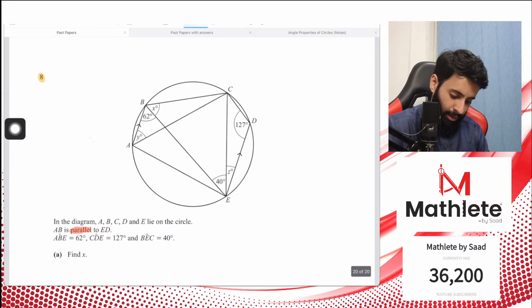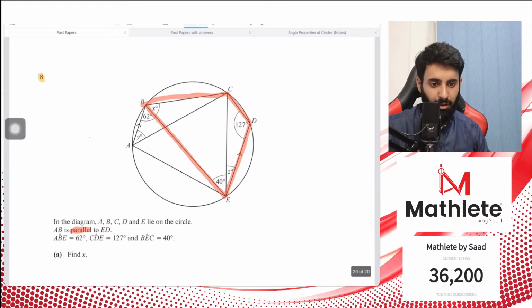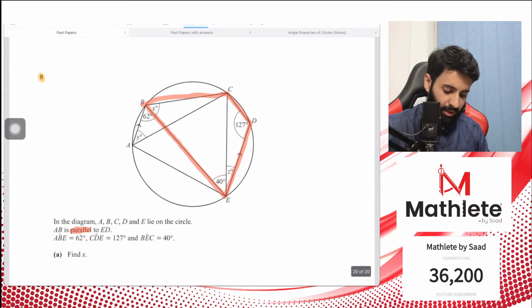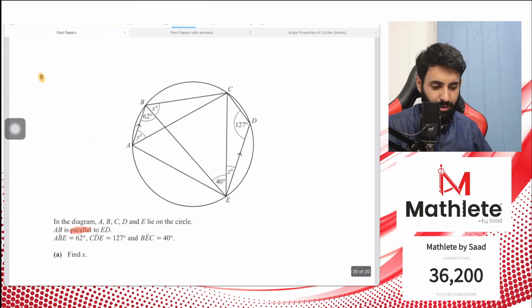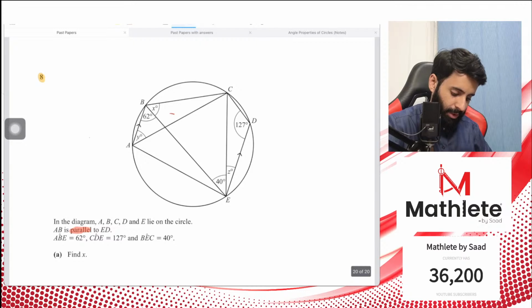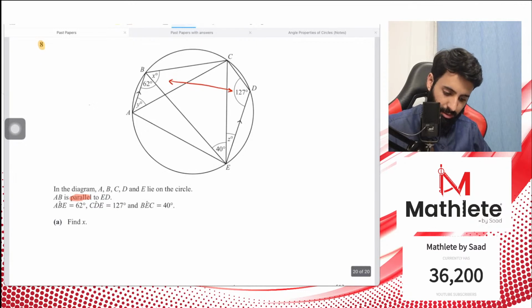Now, if you want to find out the value of x, you will first have to be able to single out this quadrilateral. Now, BCDE is a cyclic quadrilateral, and the reason for that is all 4 vertices are touching the circumference. So that means 127 and x will add up to 180 degrees. So let's see.